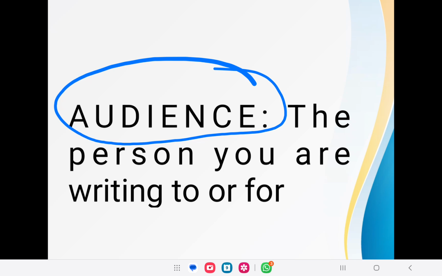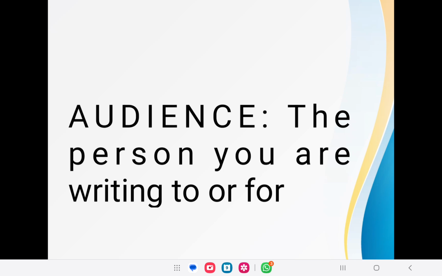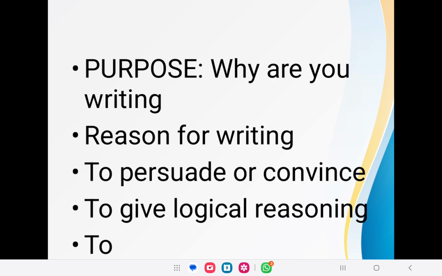So this is the audience that is going to set the tone for something. Now, before talking about the tone, you must be clear about one more thing, that is the purpose of writing. Why are you writing? The reason for writing. So reasons can be different.